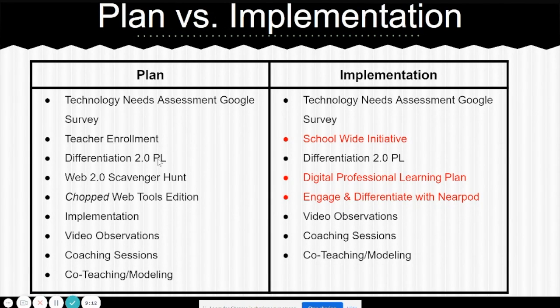The differentiation 2.0 professional learning remained the same because we needed to support our teachers and their understanding of what it truly means to differentiate and how tech tools can help us do that more efficiently. I shifted from exploring a variety of tools and narrowed it down using the needs assessment survey. We narrowed it down to one, and that was Nearpod. And that one tool would allow for us to target the highest leverage needs of our staff and of our students, which was to engage and differentiate.